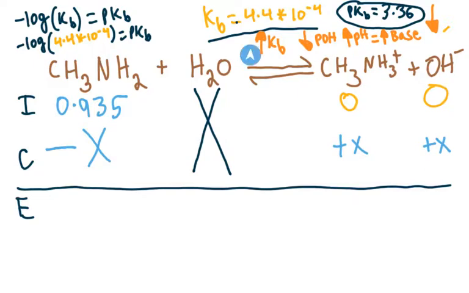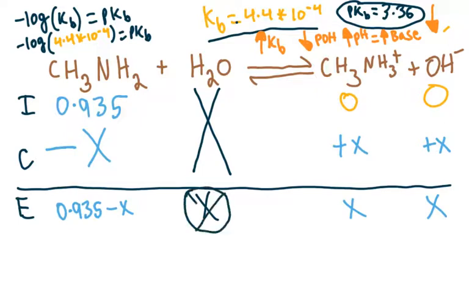Now that we have this written down on our ice table, we can easily fill out the equilibrium section. We just add everything up. 0.935 plus a negative x is just 0.935 minus x. Water doesn't matter for calculating the pH. And then 0 plus x is just x, and 0 plus x is just x. So this dash again represents nothing.